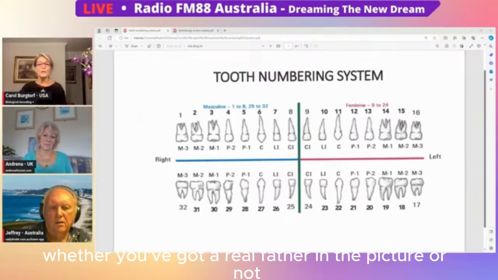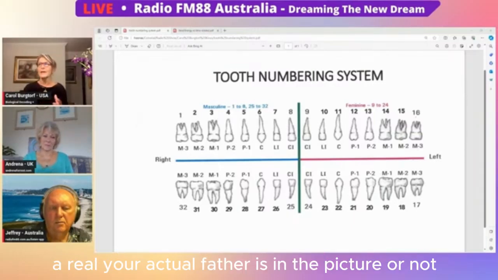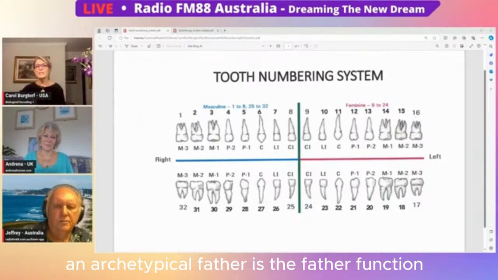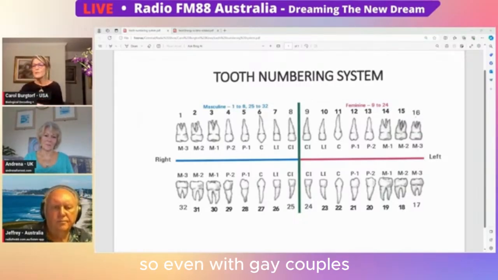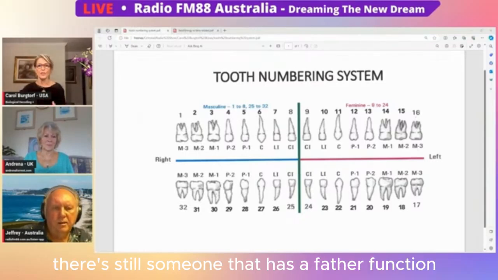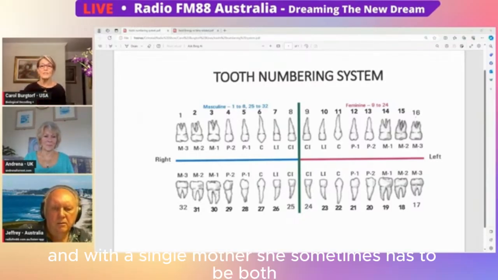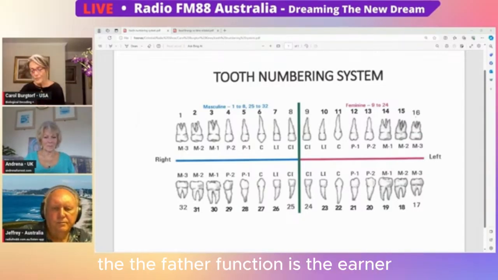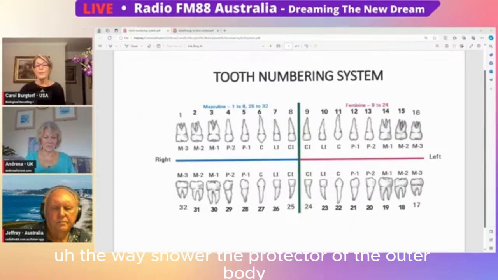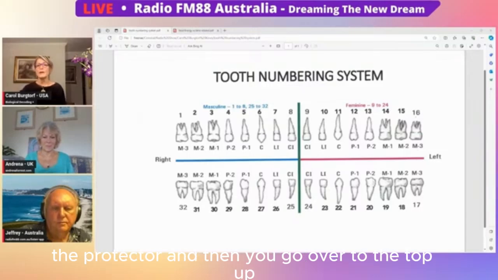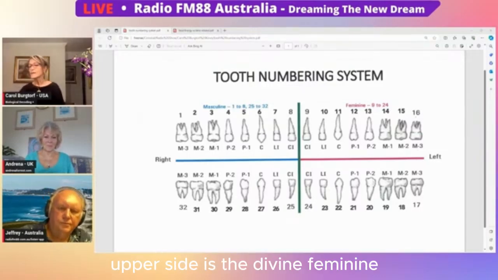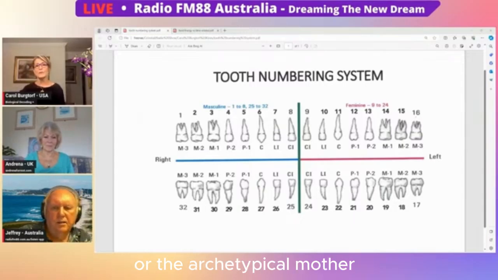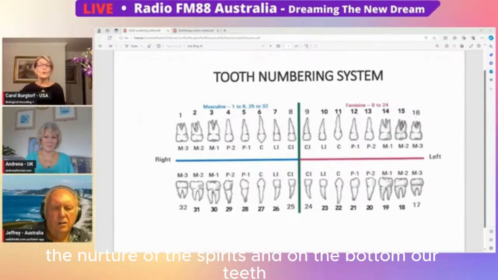An archetypical father, whether your actual father is in the picture or not, is the father function. So even with gay couples, there's still someone that has a father function. And with a single mother, she sometimes has to be both the father and the mother function. The father function is the earner, the way shower, the protector of the outer body. And then you go over to the upper other side, which is the divine feminine, or the archetypical mother. And that is the caregiver, the empath, the nurturer of the spirit.